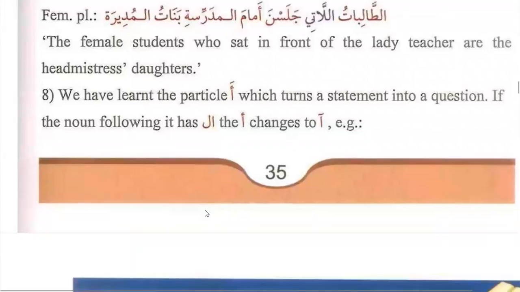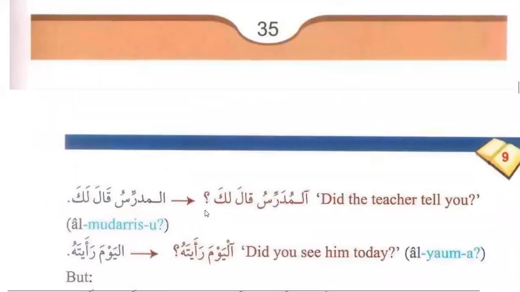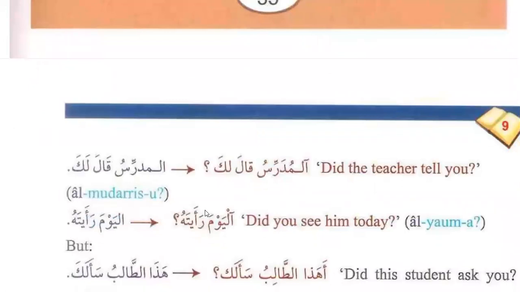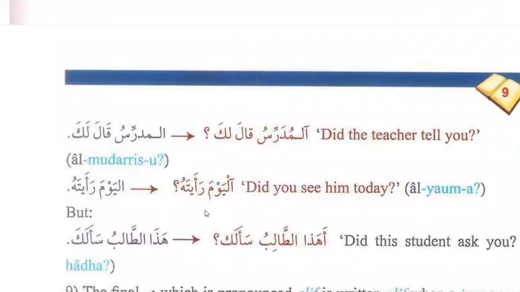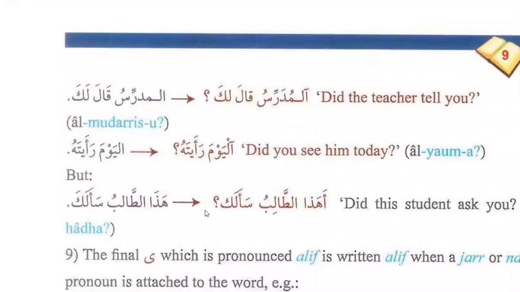We have learned the particle A, which turns a statement into a question. If the noun following it has al, the A changes to Alif Madda. For example, Al Mudarrisu Kala Laka. Did the teacher tell you? Translation of the first sentence: Al Mudarrisu Kala Laka. The teacher told you. Okay, said to you, told you, okay.